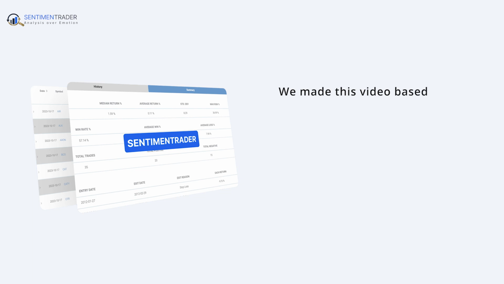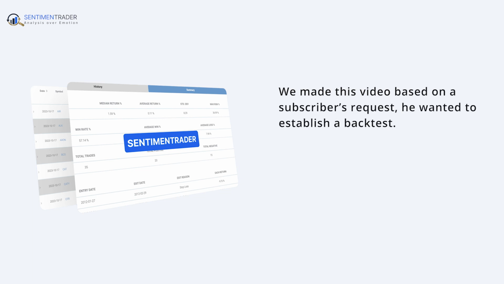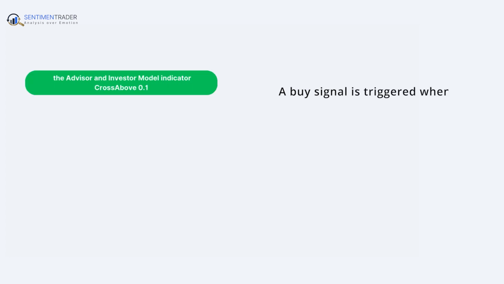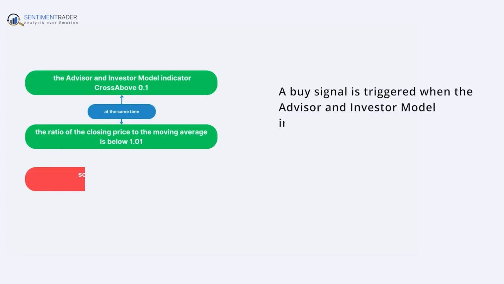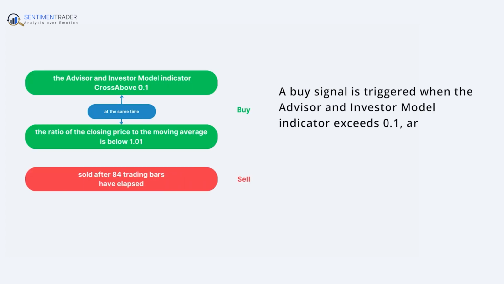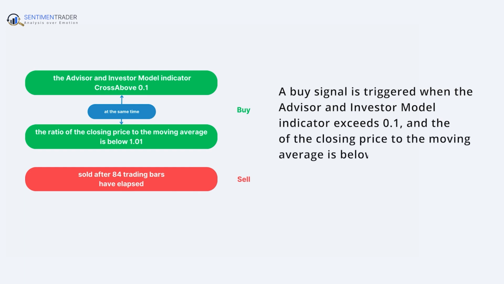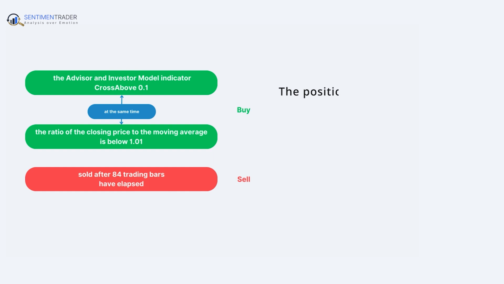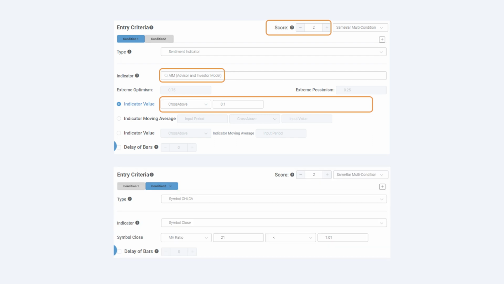We made this video based on a subscriber's request. He wanted to establish a backtest. A buy signal is triggered when the advisor and investor model indicator exceeds 0.1 and the ratio of the closing price to the moving average is below 1.01. The position will be sold after 84 trading bars have elapsed. This is an effective strategy, and we will show you the detailed steps of the backtest. You can use the same method to create a similar backtest.